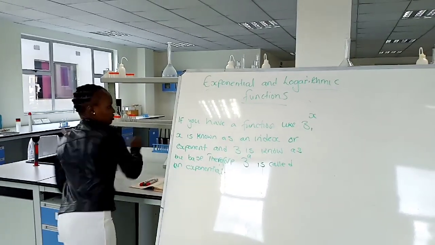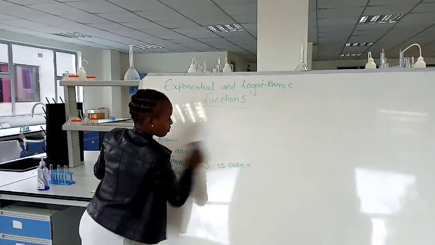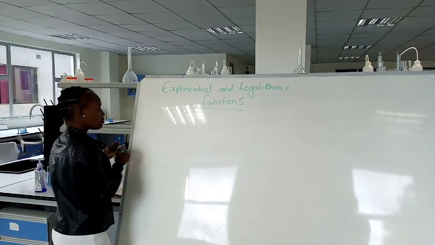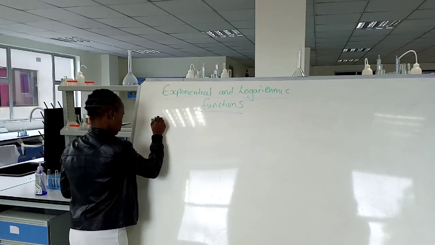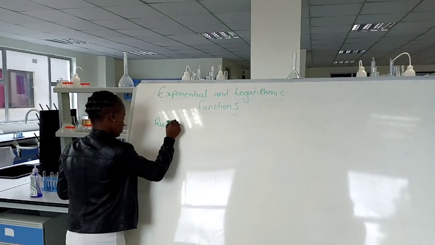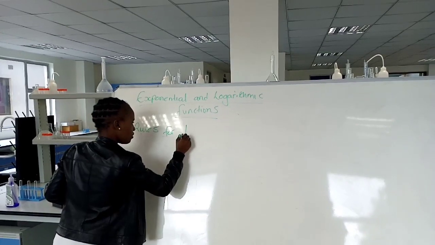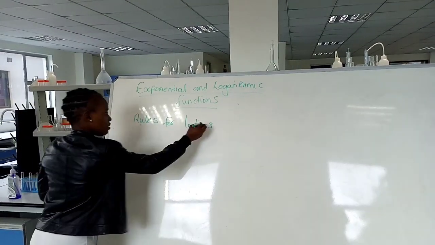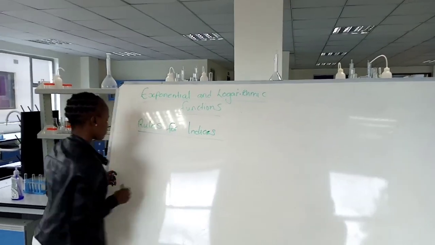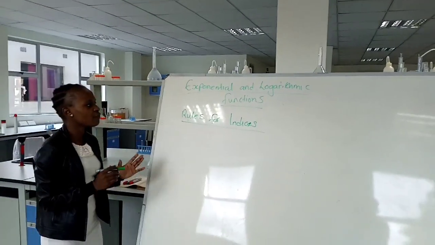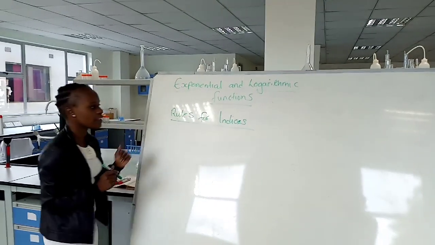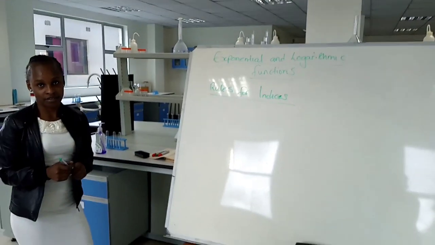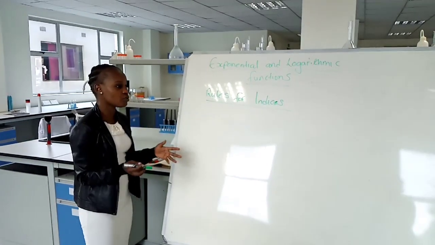From here, we're going to talk about roots. Rules for indices. So what are these rules? We realize that for us to solve anything involving indices, we still have rules to guide us, or rules that are going to show us how we're supposed to go about it.